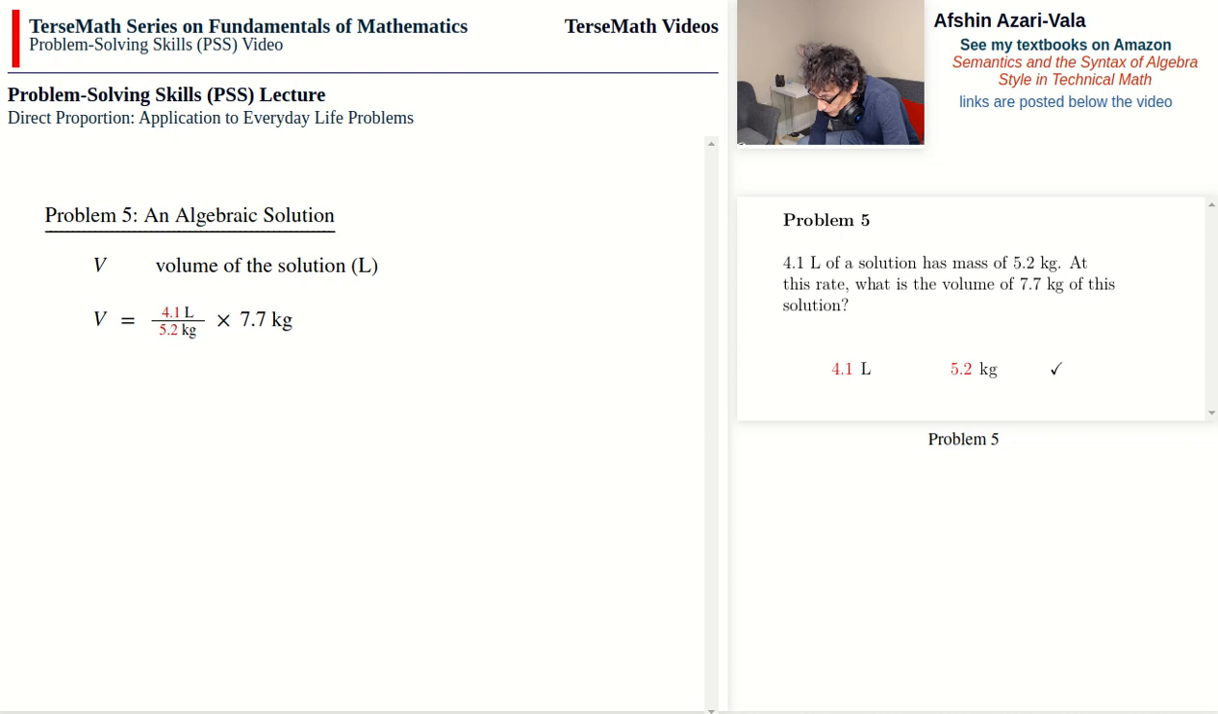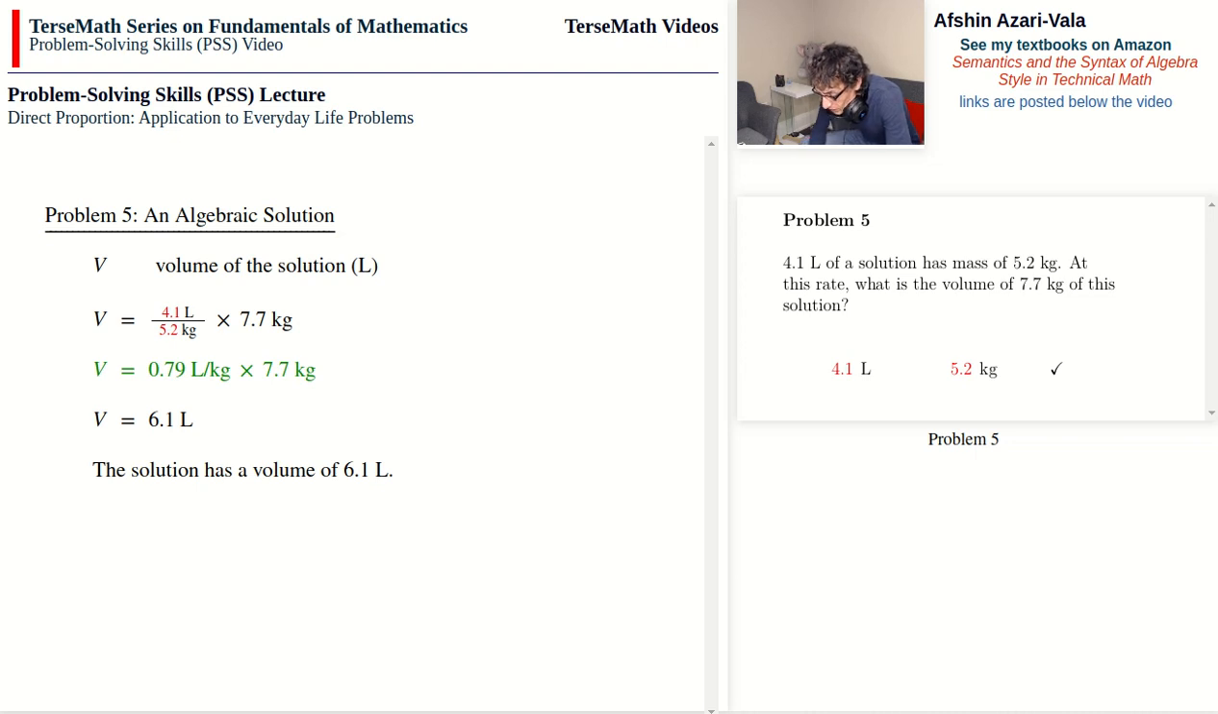Okay, we'll check off the equation or the relationship. And as usual, to explain how it works, you can divide 4.1 by 5.2 and you get about 0.79 liters per kilogram. And if you multiply this by 7.7 kilograms, you'll find the volume of the solution, which is 6.1 liters. Again, kilograms cancel out and we'll be left with the unit liter. And therefore the solution has a volume of 6.1 liters.